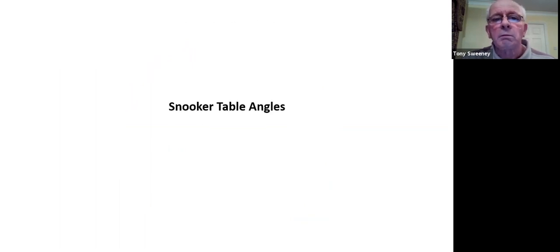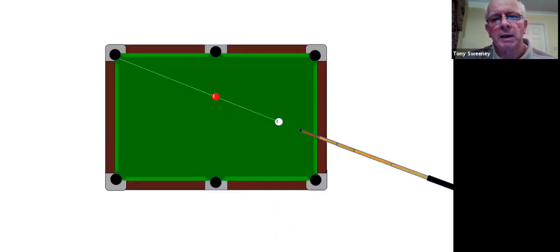Okay. Now, I thought that I'd introduce something here to bring geometry outside the classroom. So this is snooker table angles. So here you have it. This is a very easy shot to start off with.